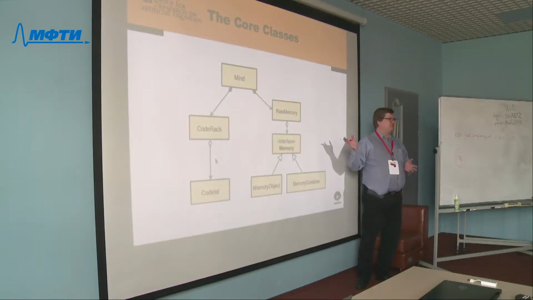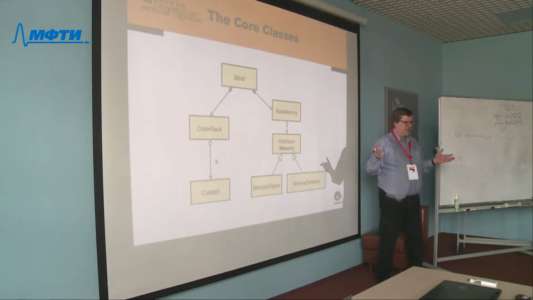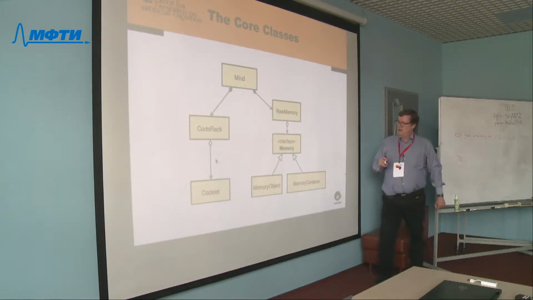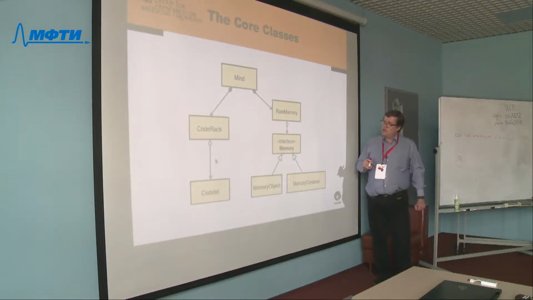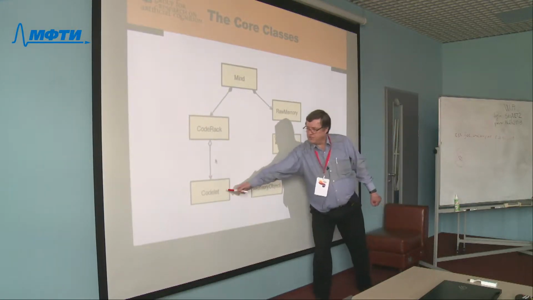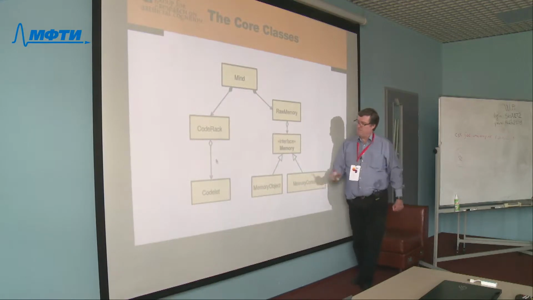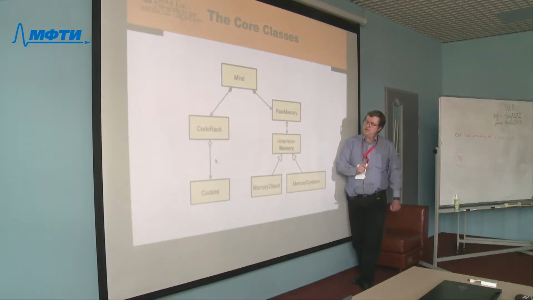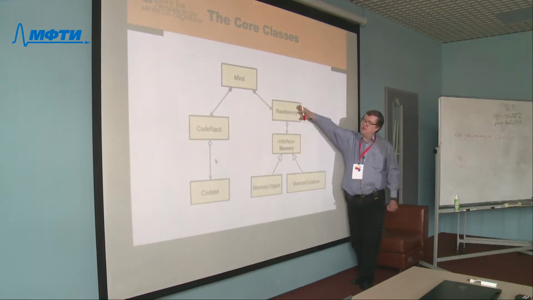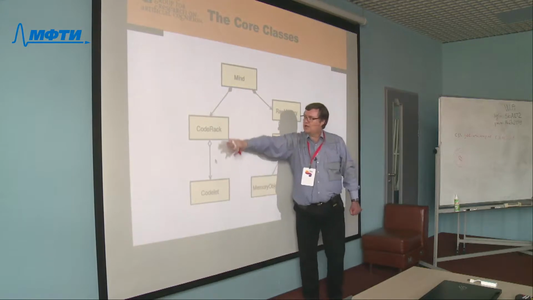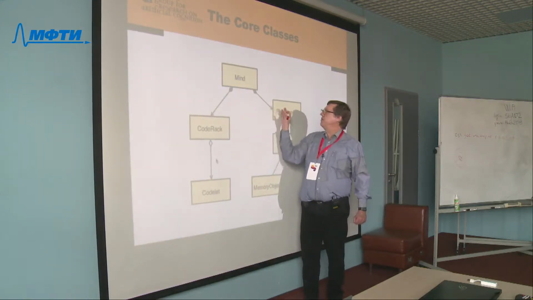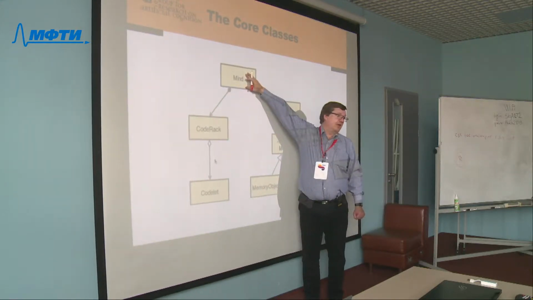It's not too difficult, huh? It's quite simple, okay? These are the main principles that we have for creating something with the CST, okay? We have my codelets, I have memory objects, I have memory containers, and I have the interface Memory, which can be either a memory object or a memory container. These things are in the RawMemory, these things are in the CodeRack, and the CodeRack and the RawMemory compose the mind, okay?